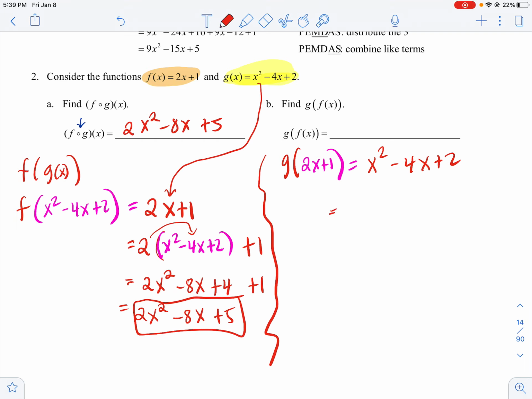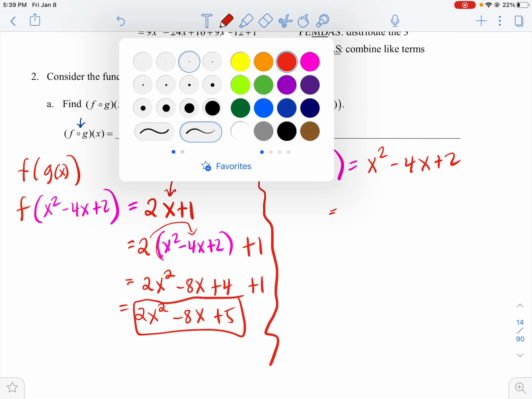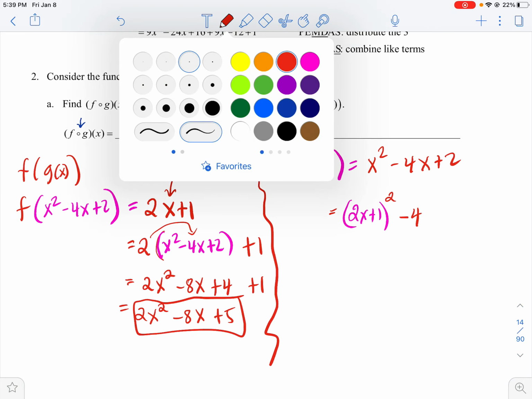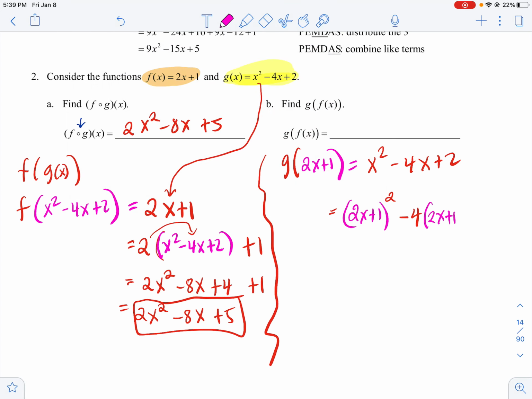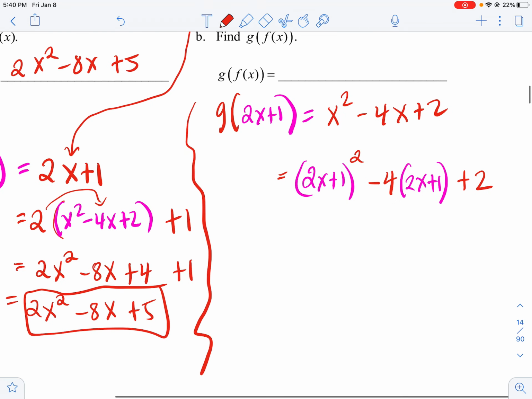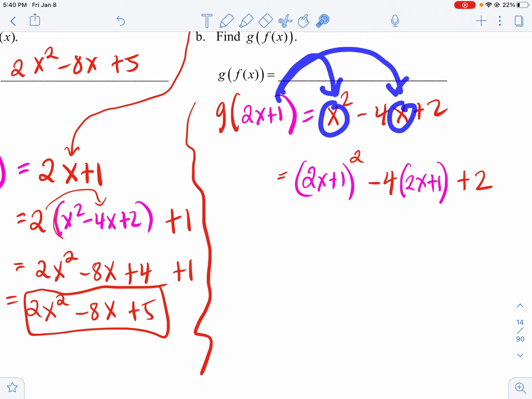So it would now look like 2x plus 1, and of course squared, minus a 4, putting 2x plus 1 in there, plus 2. Okay, what do you guys think? It's just not that crazy, hopefully. So all the x's that I saw, I changed them to 2x plus 1.